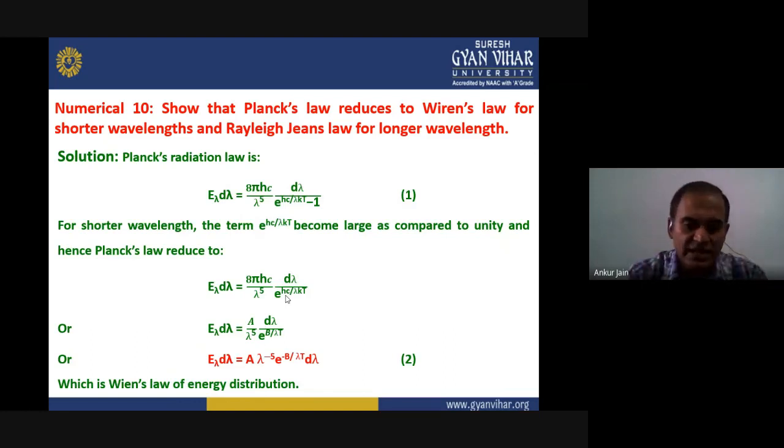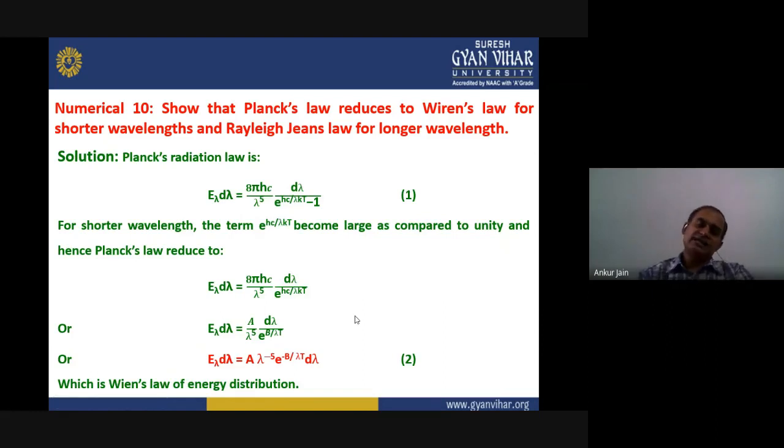Now if we rearrange the whole equation, it will become E lambda d lambda equals a into lambda to the power minus 5 into e to the power minus b upon lambda T d lambda. That is our equation number 2 and known as Wien's law of energy distribution.